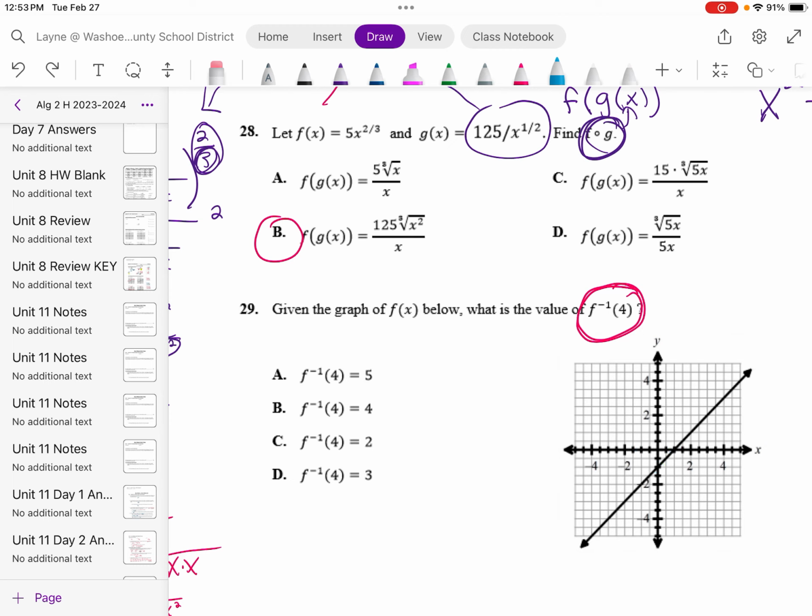All right, so this has the point 1, 0. Ours should be 0, 1. And then this has the point, let's see, 2, 1. Ours should be 1, 2. And then this has the point, let's see, 4, 3. Ours should be 3, 4. So what ends up happening is the inverse ends up being here.